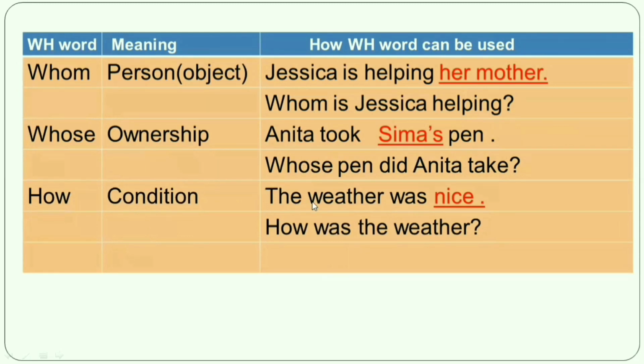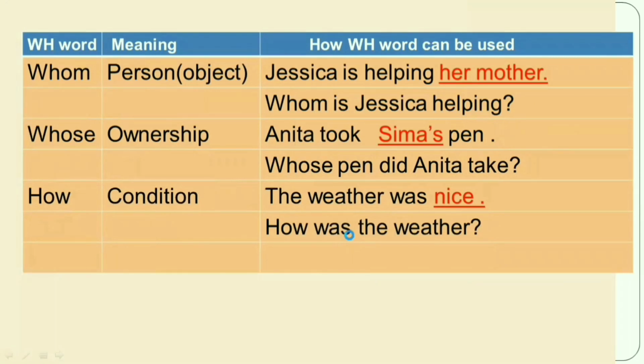Next one. The weather was nice. So look at the underlined word nice. Okay, it indicates the condition of the weather. Okay, so my dear student, it indicates that's why WH word will be how. So right here how, then find out the auxiliary verb, yes, was here, right? Then after that the subject, the weather, and at last question mark, how was the weather? Okay, my dear student.